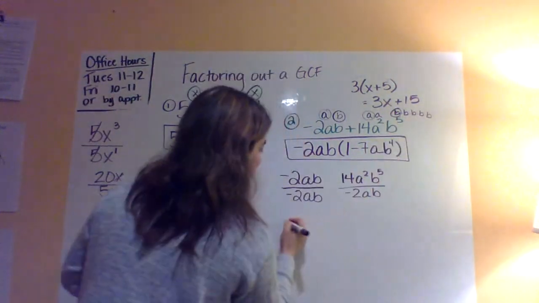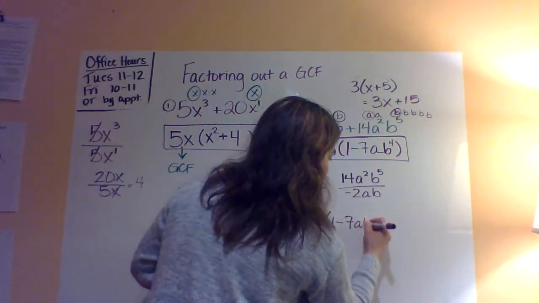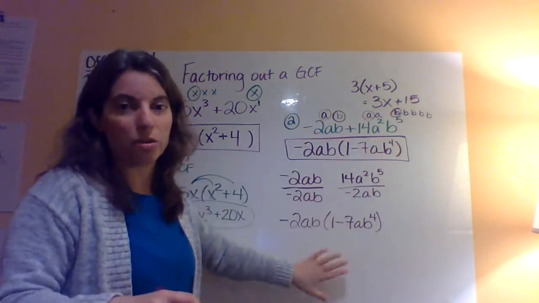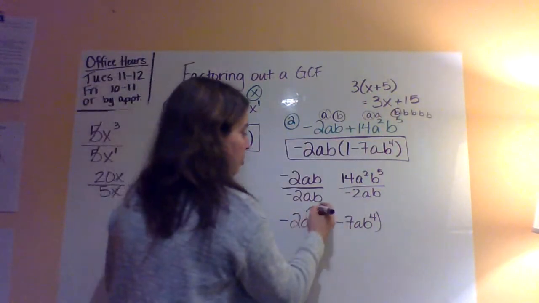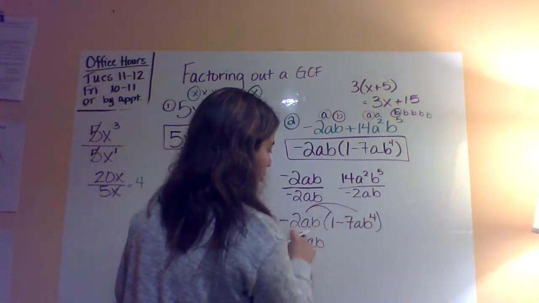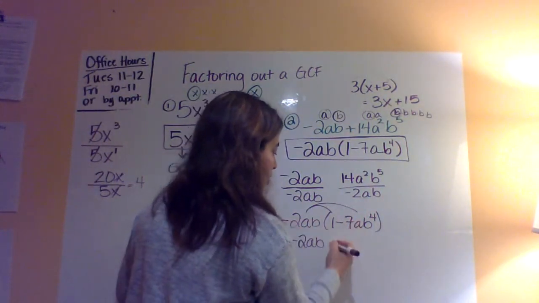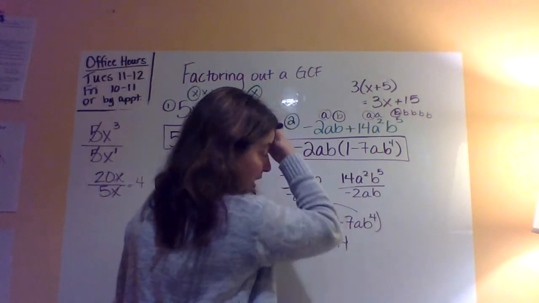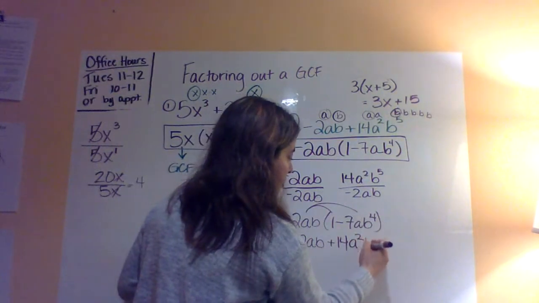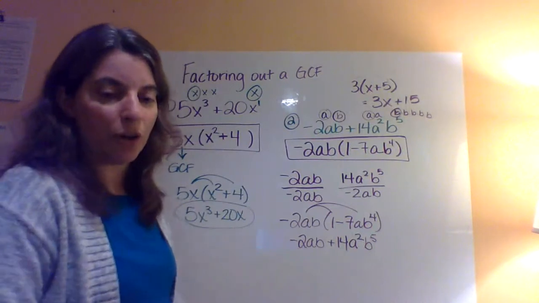Okay, again, if we want to check it, we can distribute. And sometimes, depending on how complex the problem is, sometimes you can distribute kind of in your head here and check it, or sometimes it's better to write it out. So negative 2ab times 1 is negative 2ab. Negative 2ab times negative 7ab to the fourth. Negative 2 times negative 7 is positive 14. a times a is a squared. b to the first times b to the fourth is b to the fifth. When I look at this, I see that I ended up with what I started out with.